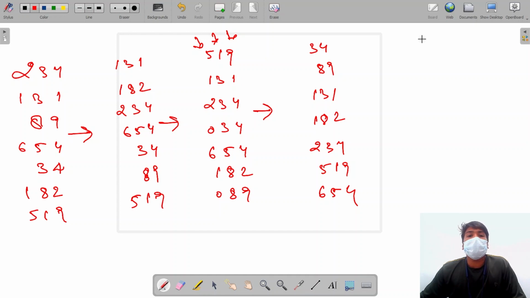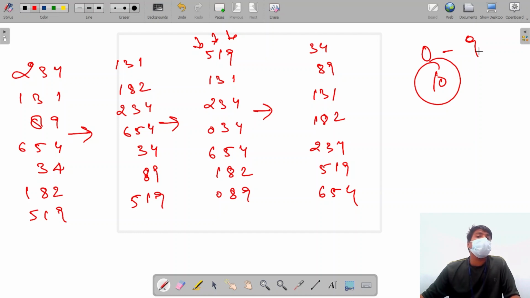First of all, when we are sending the values of only one place, what is the maximum value at that place? That would be 9 only, right? And the minimum will be 0. So the range of the frequency array this time will be only 10, because 0 to 9 is the range. So 10 is the size of the frequency array this time. I hope you understand this point.